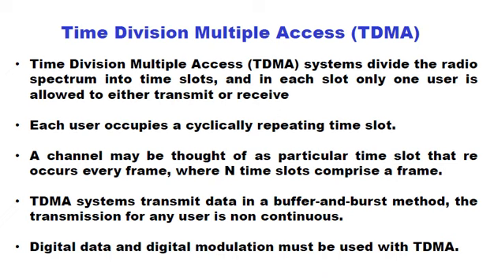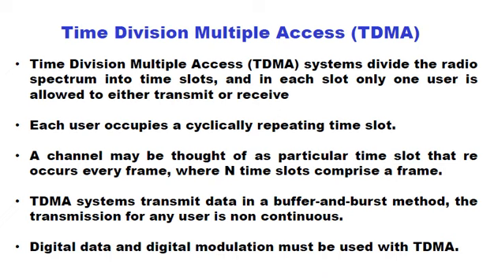Time division multiple access systems divide the radio spectrum into time slots, and in each slot only one user is allowed to either transmit or receive. Each user occupies a cyclically repeating time slot. A channel may be thought of as a particular time slot that reoccurs every frame, where n time slots comprise a frame. TDMA systems transmit data in a buffer and burst method.